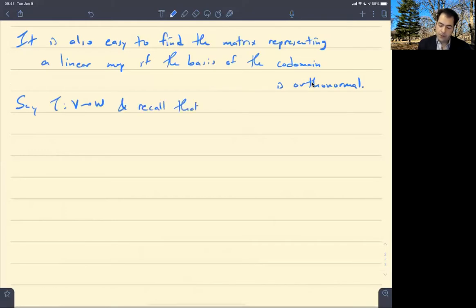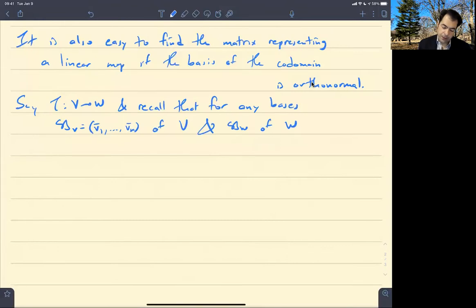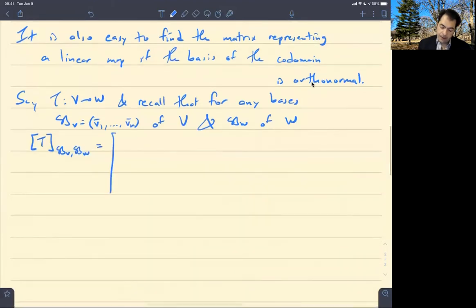And recall that for any basis BV with vectors v1 through vn of V, and BW of W, the matrix associated to T with respect to these bases, well, you can find this matrix one column at a time, as we usually do.